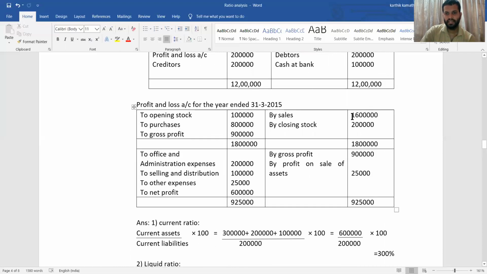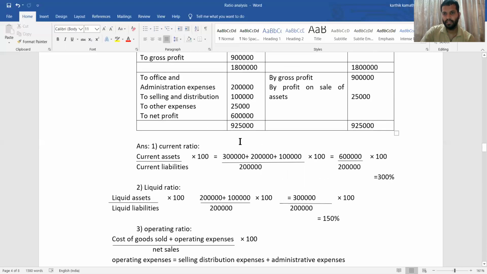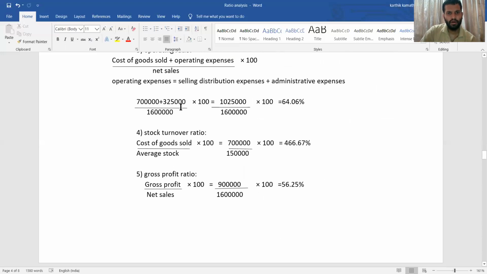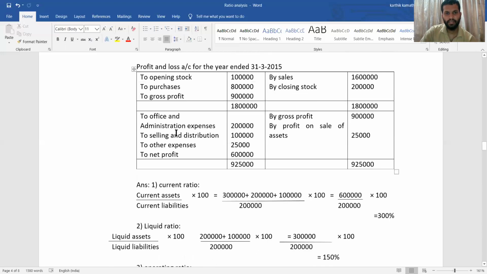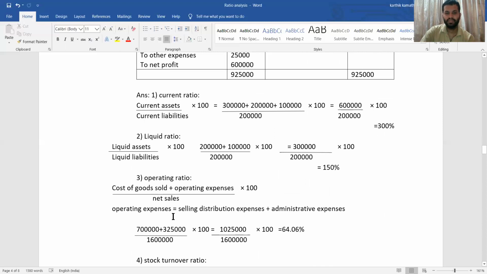Sales information is 16 lakh, gross profit information is 9 lakh. 16 minus 9, you will get 7 lakh. 7 lakh plus operating expenses. Selling and distribution expenses are given in the problem, office administration, selling and distribution. And what about other expenses? Other expenses are also operating expenses incurred, since it is not specified for what purpose they are used. So other expenses we are also going to include under operating expenses.